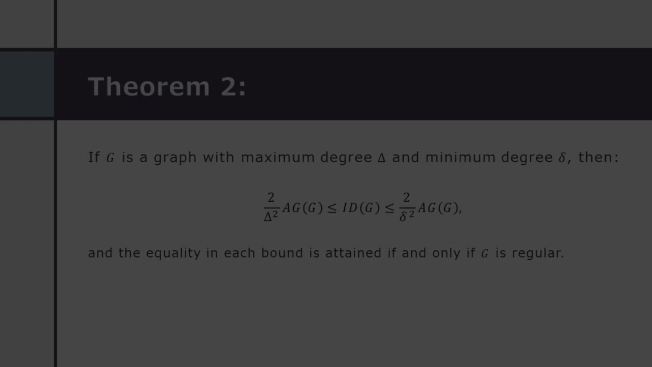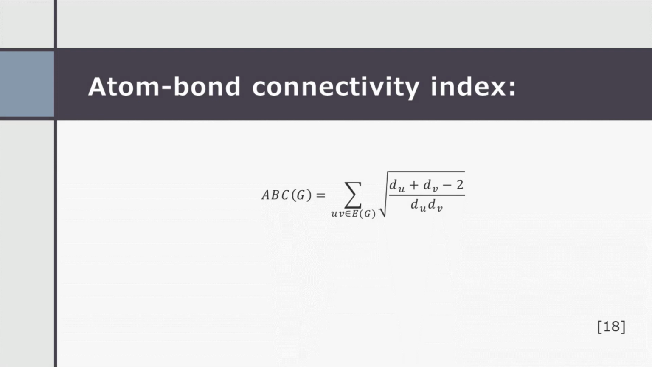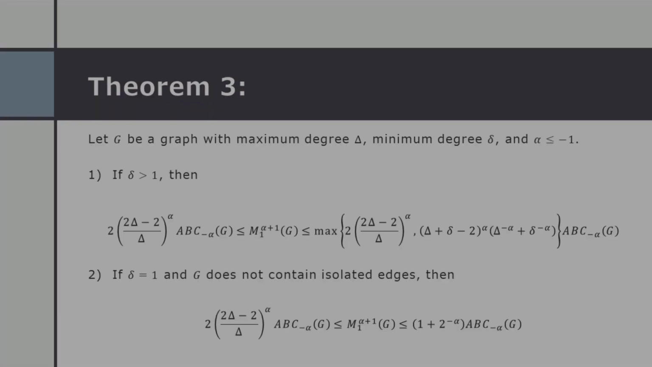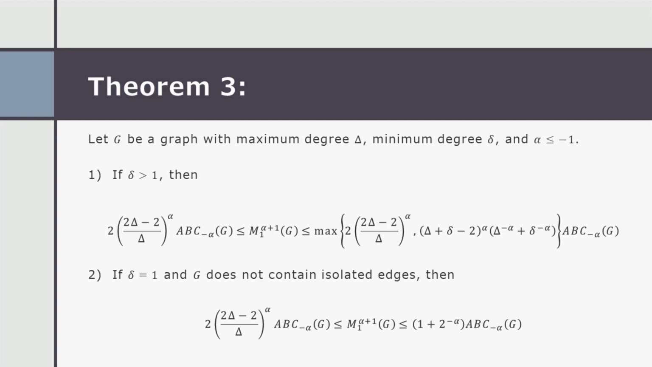The atom bond connectivity index is a useful topological index employed in studying the stability of alkanes and the strain energy of cycloalkanes. The atom bond connectivity index of a graph G is defined as, and its generalization is defined as. Our next result relates the generalized atom bond connectivity and the inverse degree indices. Let G be a graph with maximum degree uppercase delta, minimum degree lowercase delta, and alpha less than or equal to -1. First, if lowercase delta is greater than 1, then we have this relationship.